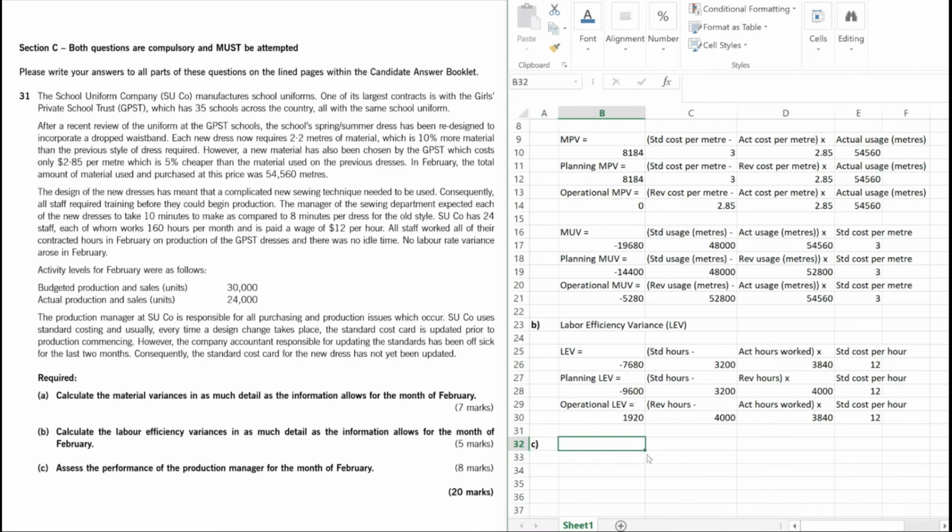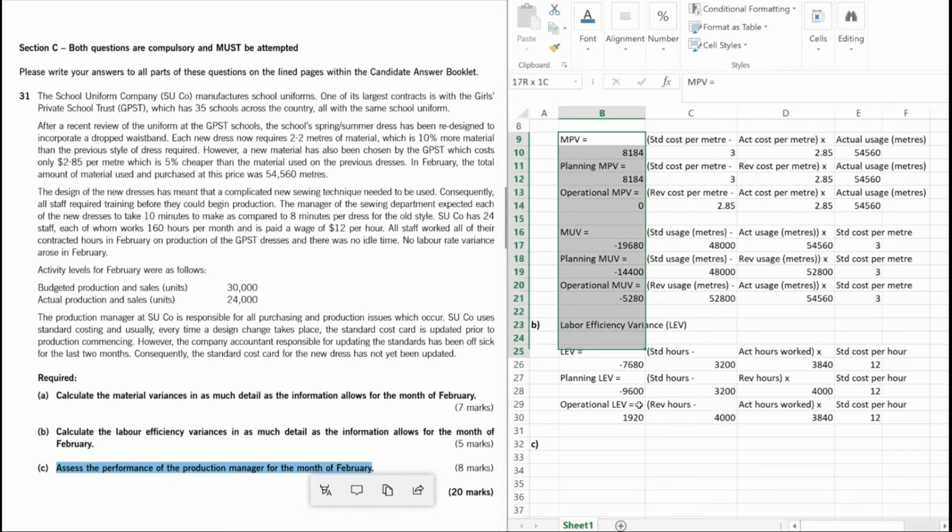Now, the first 12 marks were calculations, and they took us quite a bit of time. But as always, with variance questions, there will be some marks for calculation, and then there will be a part for analysis. This time it's for 8 marks, and it says assess the performance of the production manager for the month of February. 8 marks worth of analysis, meaning around 8 good solid points need to be made. And we have to assess the performance of the production manager based on all of these variances. So we have planning and operational variances for 3 types of variances for us to do the analysis.